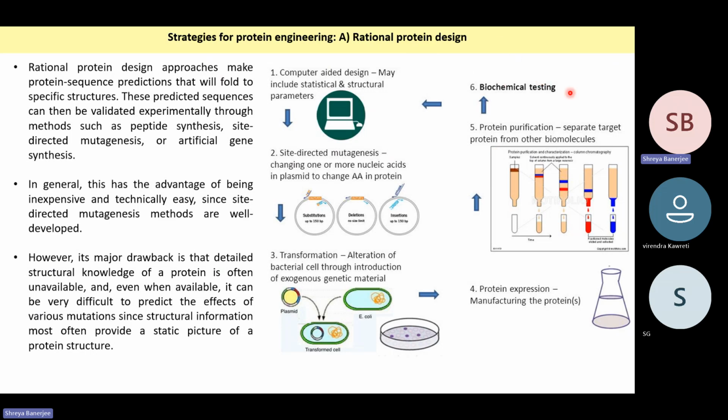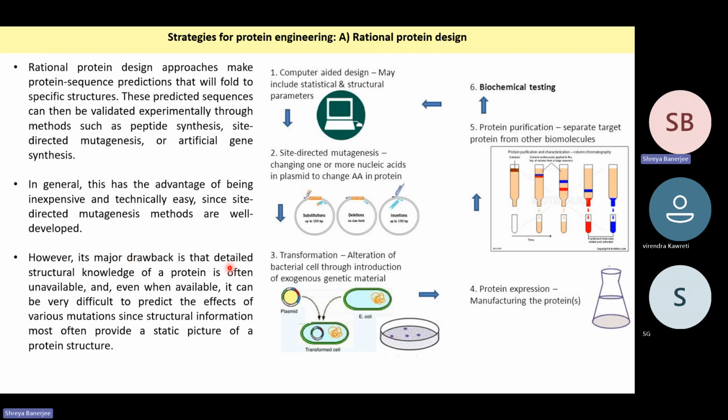So you can see whether we can start with one initial protein, we can see its activity, and then by site-directed mutagenesis, we can optimize the activity. We can find out a sequence of amino acids which will have optimum activity. So this entire process is called rational protein design. Now, the advantage of this is that it is inexpensive and technically easy, since site-directed mutagenesis method is well developed. This entire recombinant DNA technology is well developed.